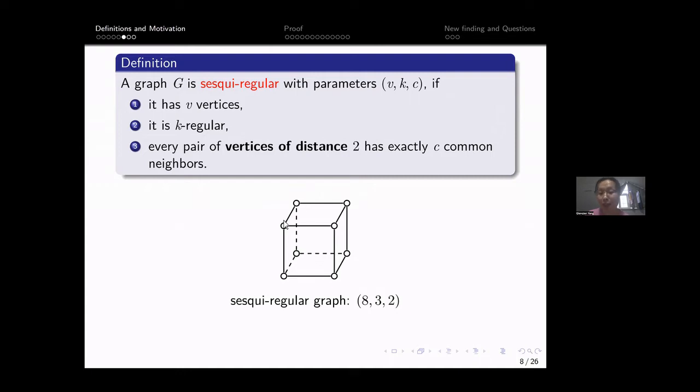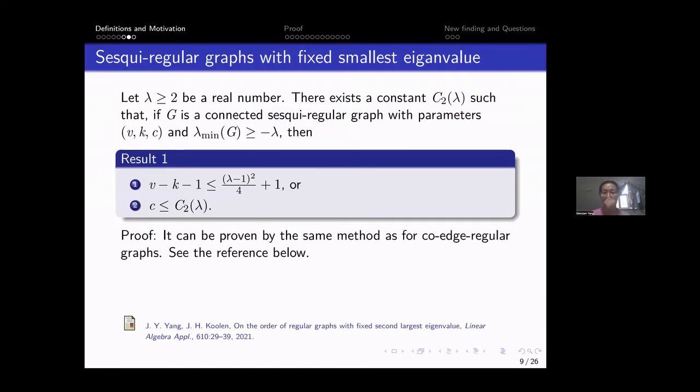Here we can see that this graph has 8 vertices, and every vertex has valency 3. And if we check it carefully, we can see that every pair of vertices at distance 2 has exactly 2 common neighbors. Also, this graph has diameter 3, so it's not co-edge regular. So there are many graphs which are sesqui-regular but not co-edge regular. For sesqui-regular graphs with a fixed smallest eigenvalue, we have 2 results.